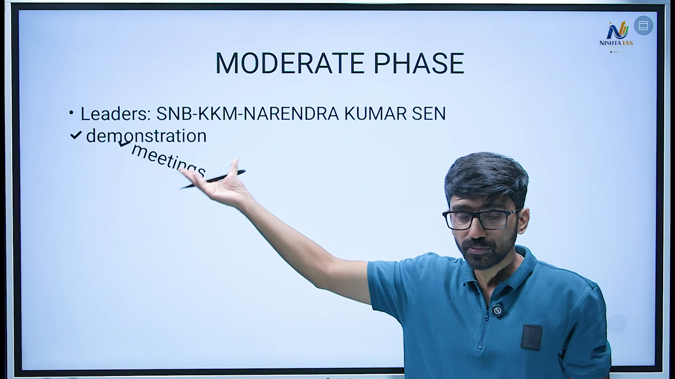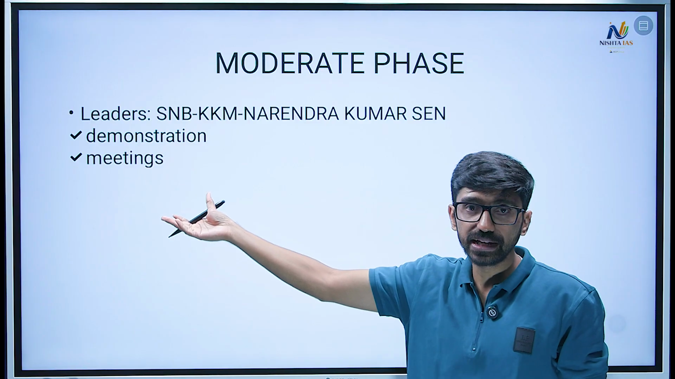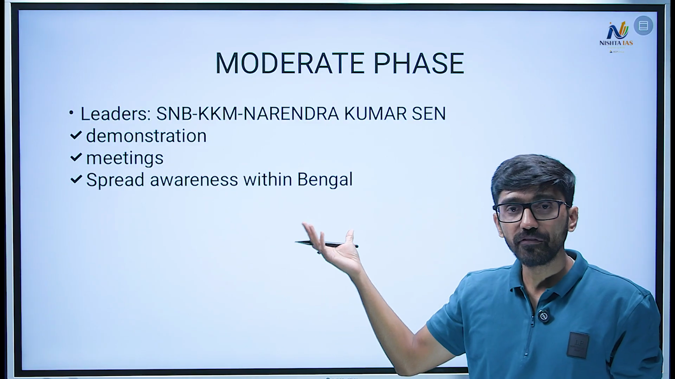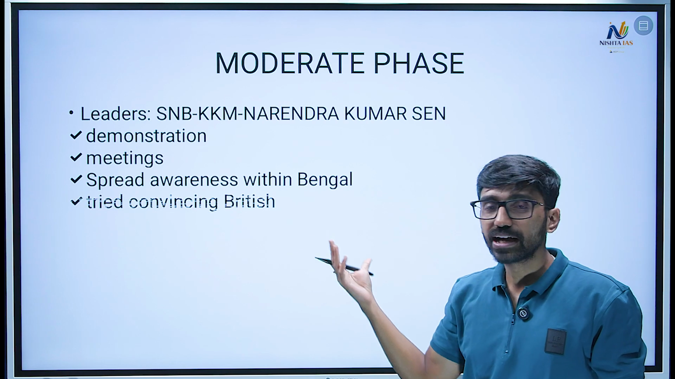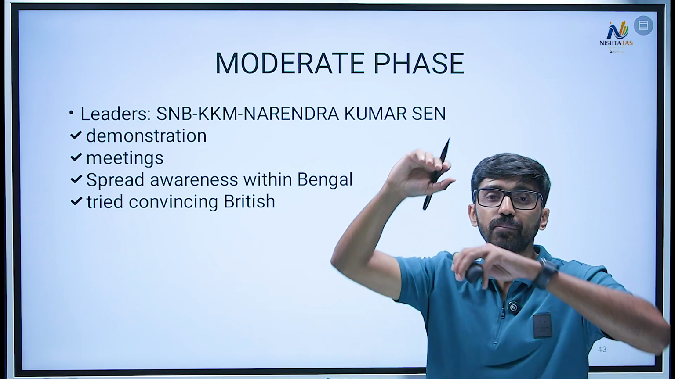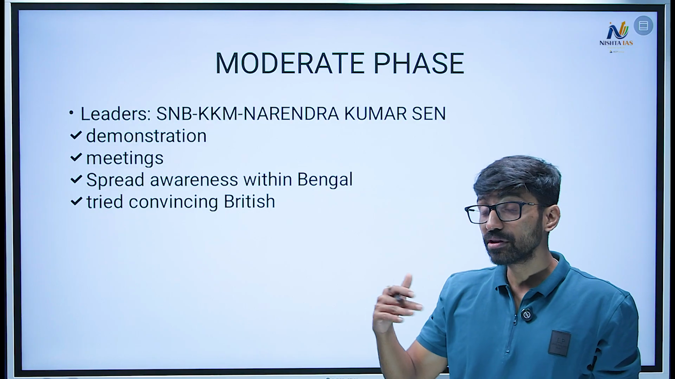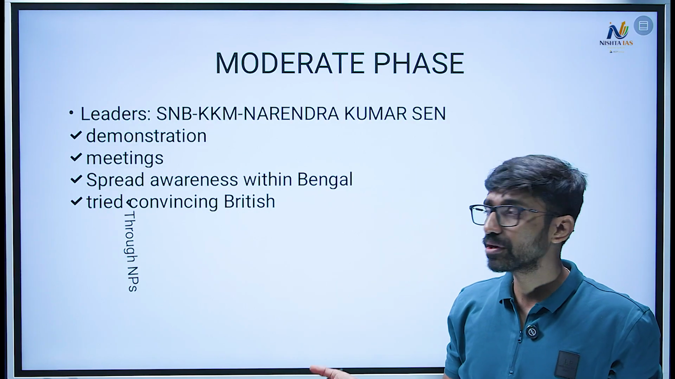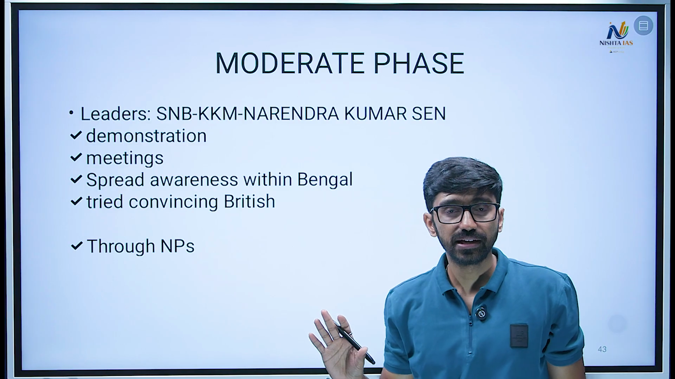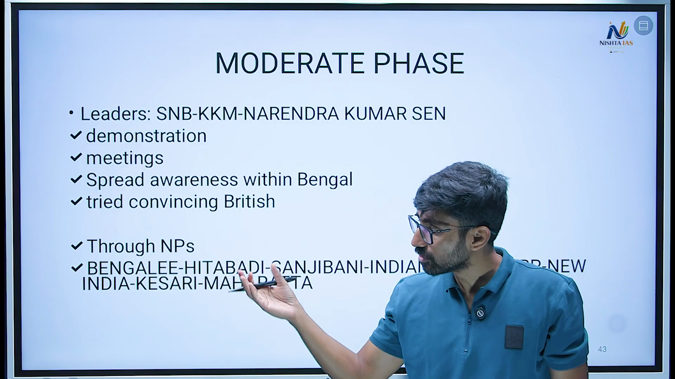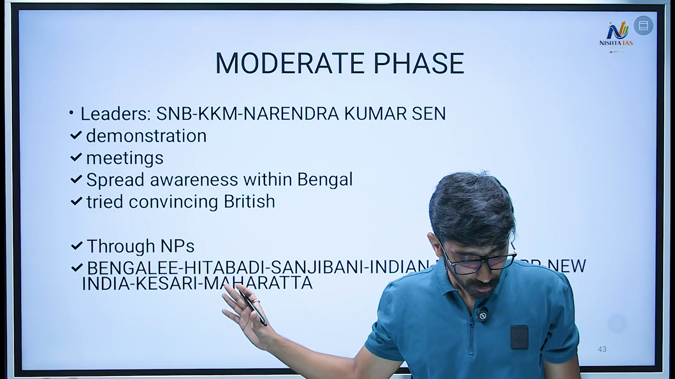They used the usual moderate methods: demonstrations, meetings, writing letters, newspaper criticism, and spreading awareness within Bengal. They tried convincing the Britishers not to bring the partition into effect, even before the partition came into effect. They tried to convince the Britishers not to divide Bengal through newspapers, pamphlets, demonstrations, and meetings. Particularly, some newspapers played a role.